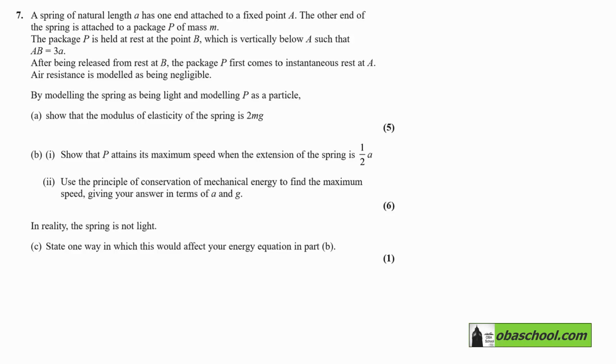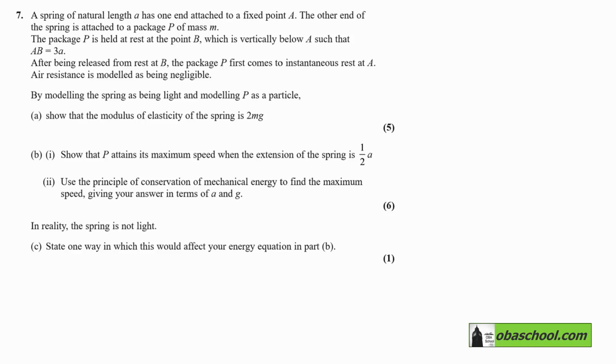A spring of natural length A has one end attached to a fixed point A. The other end of the spring is attached to a package P of mass m. The package P is held at rest at the point B, which is vertically below A such that AB is 3A. After being released from rest at B, the package P first comes to instantaneous rest at A. Air resistance is modelled as being negligible.